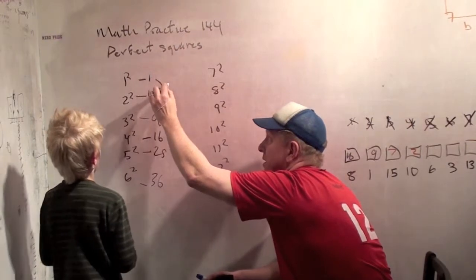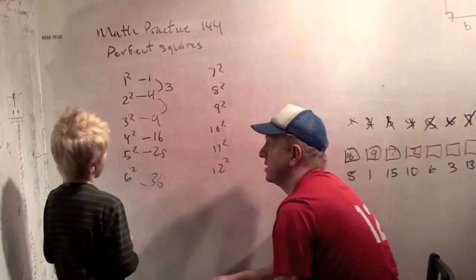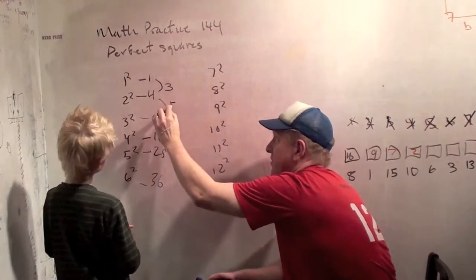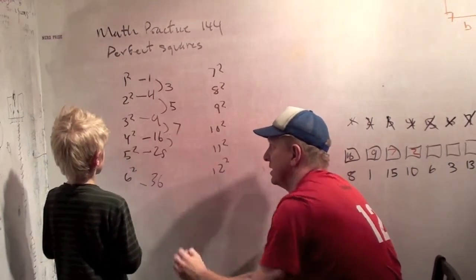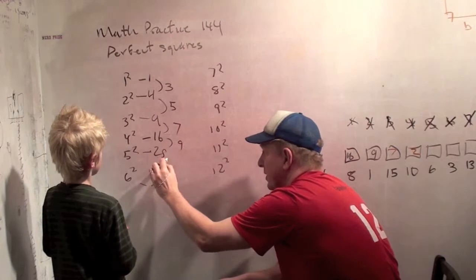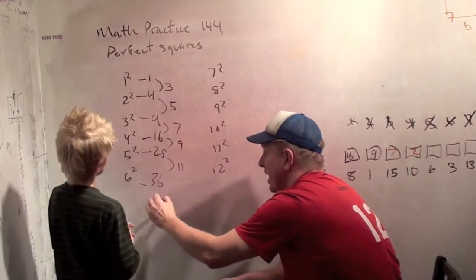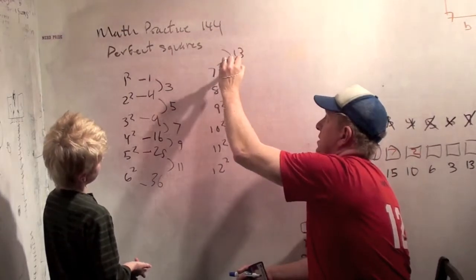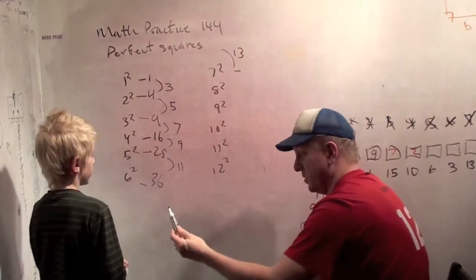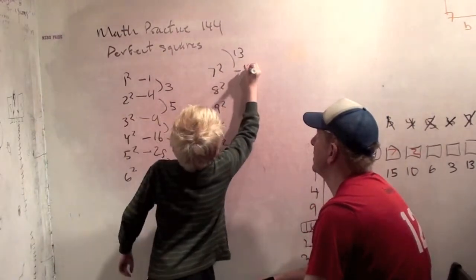Here we add a 3. Here we add a 5. 4 plus 5 is 9. Here we add 7. Here we add 9. Here we add 11. How much are we going to add to get to the next one? 13, which is 49. So 7 squared is 49.